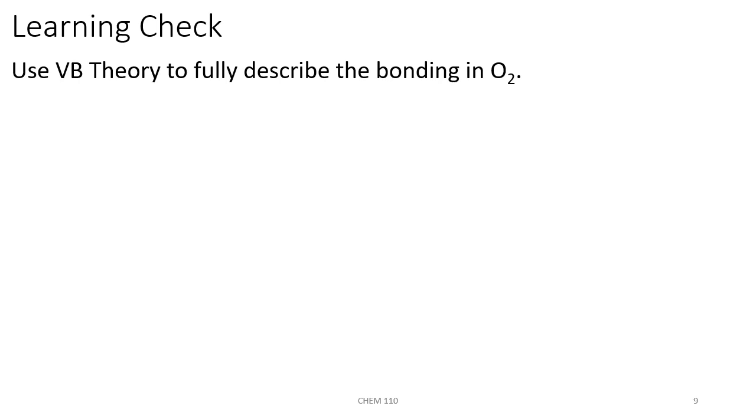Use valence bond theory to fully describe the bonding in O2. So in this example, we're going to build upon what we already saw and take it to the next step. If we draw a Lewis structure for oxygen, or the molecule O2, we would see that we would end up having a double bond between each oxygen atom. So now when we use valence bond theory, we're going to have to describe a double bond.